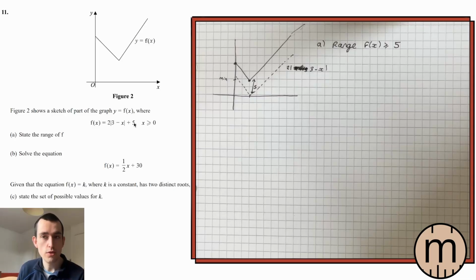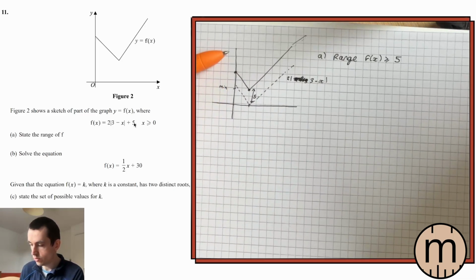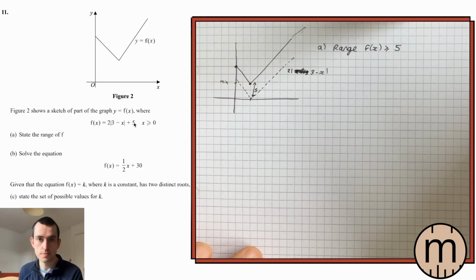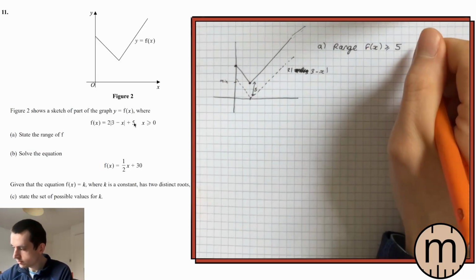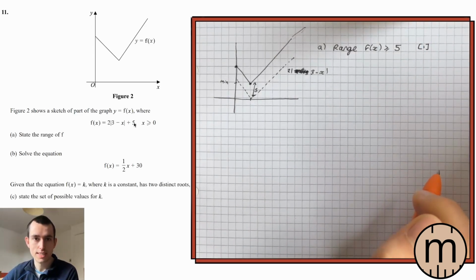I know I spent a lot more than 1 minute discussing that, but that's usually a problem point for students. So the range is, if you can put an x value in to get a y value, that is part of your range. Essentially, anything bigger than that value of y, so anything bigger than 5, is going to be in our range. Okay, 1 mark. Let's do part B.